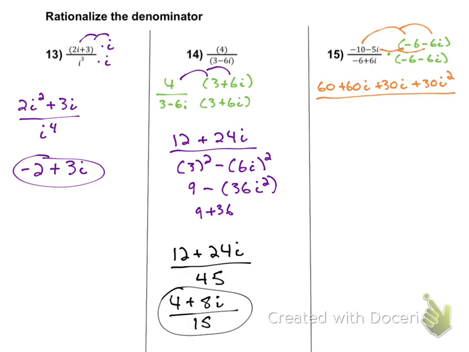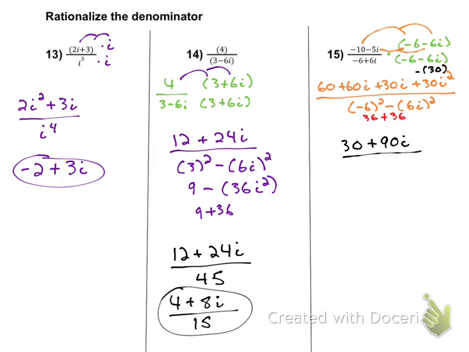Over my first term squared minus my second term squared. So here, that's going to be a negative 30 in the top. i squared is negative 1. So simplifying the numerator, that will be 30 plus 90i over the denominator. That will be 36 plus 36.